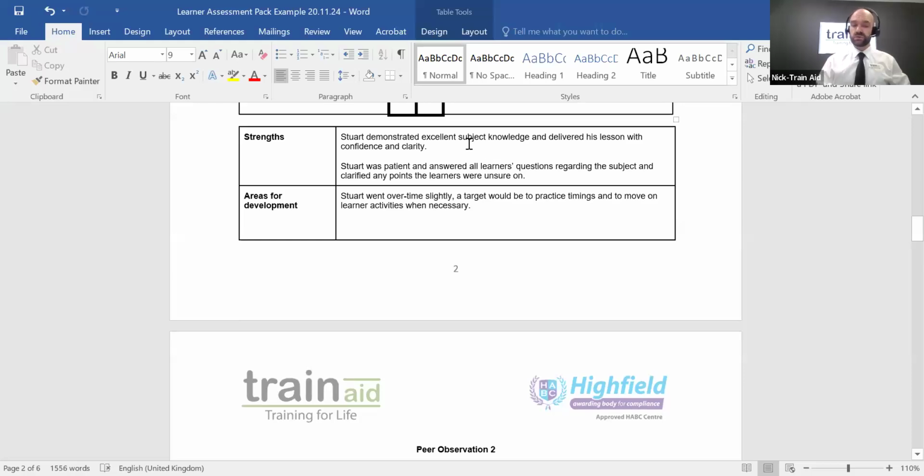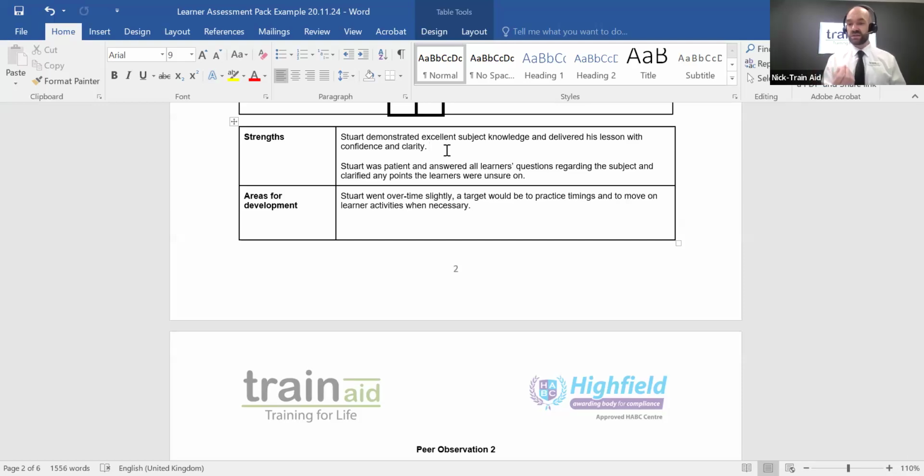Just at the end of the peer observation form, we have the overall strengths and areas for development. So what we quite like to see here is that you can provide the learner with 2 overall strengths and maybe 1 area for development as well. So here are my strengths. Stuart demonstrated excellent subject knowledge and delivered his lesson with confidence and clarity.